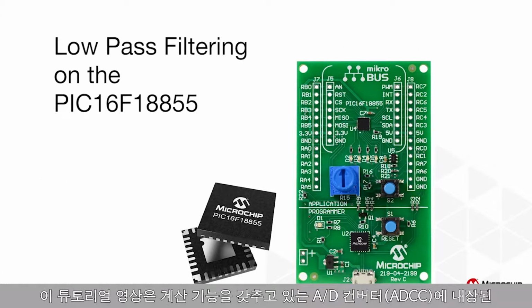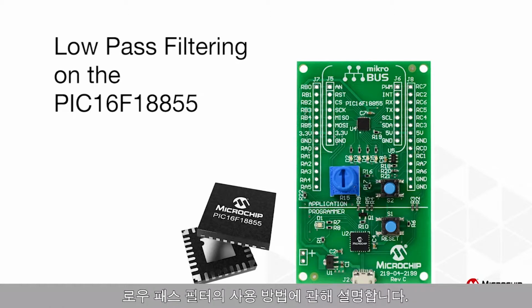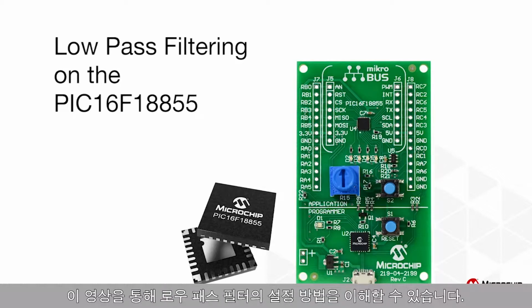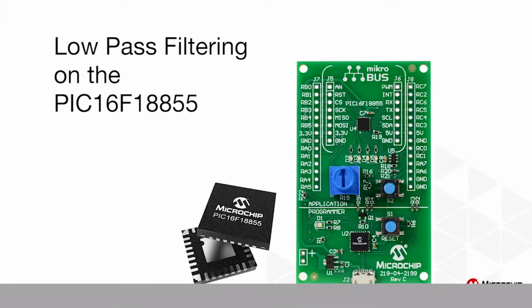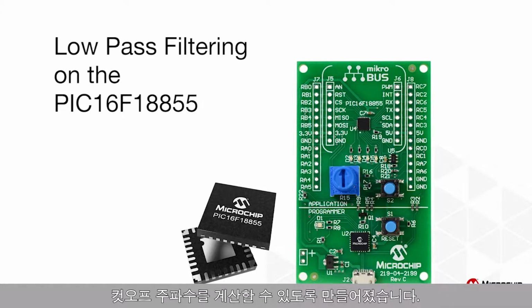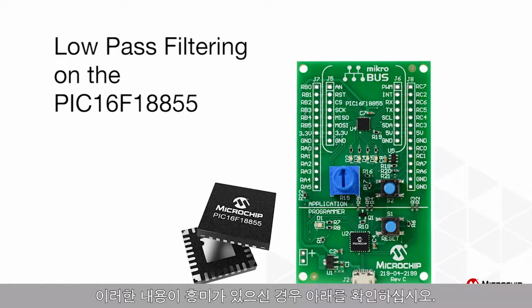This will be a tutorial covering how to use the low-pass filtering capability on the analog to digital converter with computation. This peripheral is featured on most newer PIC devices. By the end of this video, you should have a good understanding of how to set up the low-pass filtering capability. Additionally, you will be able to calculate the cutoff frequency of your low-pass filter based on parameters set in MCC. So if doing something like this interests you, please continue watching.